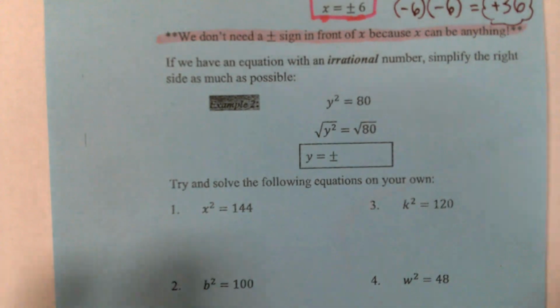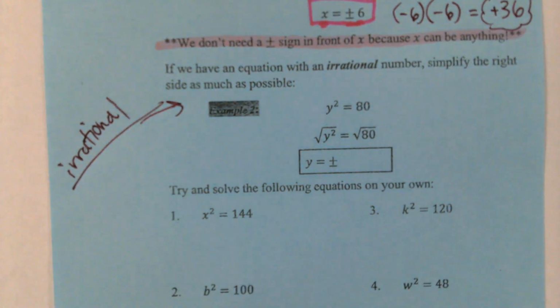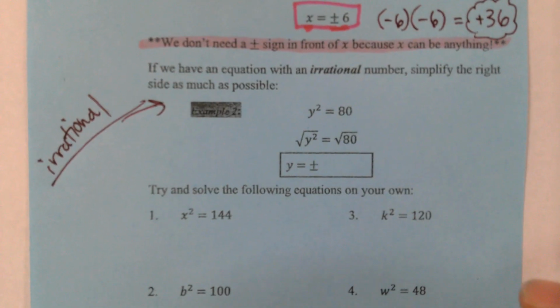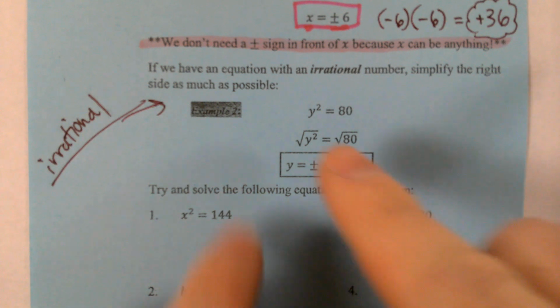So let's go down to example 2. Let's deal with an irrational number now. Now we're going to deal with an irrational number, which means we're not going to get a nice even answer like 6 or 8 or 10. We're going to have plus or minus something, root something as our answer. So if we have y squared equals 80, we again can ask ourselves, well, what am I doing to my variable? What are we doing to y right here?